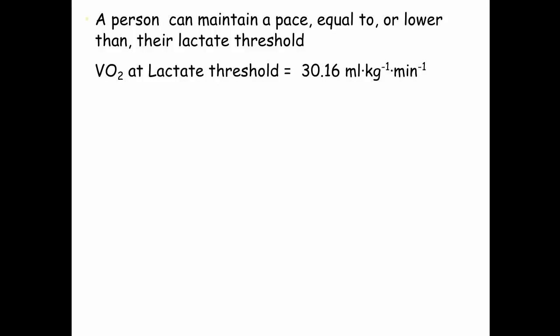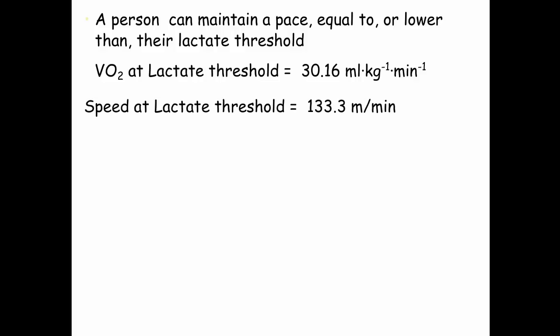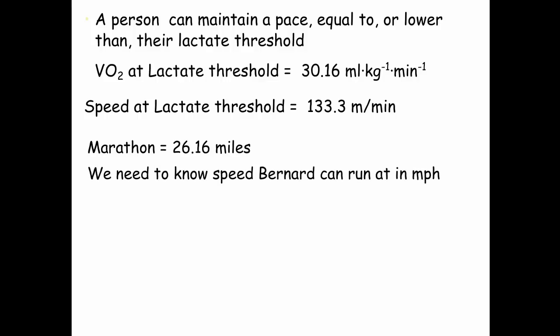So, to review, we know that a person can maintain a pace equal to or lower than their lactate threshold. We figured out his lactate threshold, and we've just figured out the speed that would elicit that VO2. However, a marathon is measured in miles. We've got his speed measured in a metric number. So we're going to need to convert this to how fast he can run in miles per hour. In the initial question, I gave you a conversion factor that 1 mile per hour is equal to 26.8 meters per minute. So let's do that now.